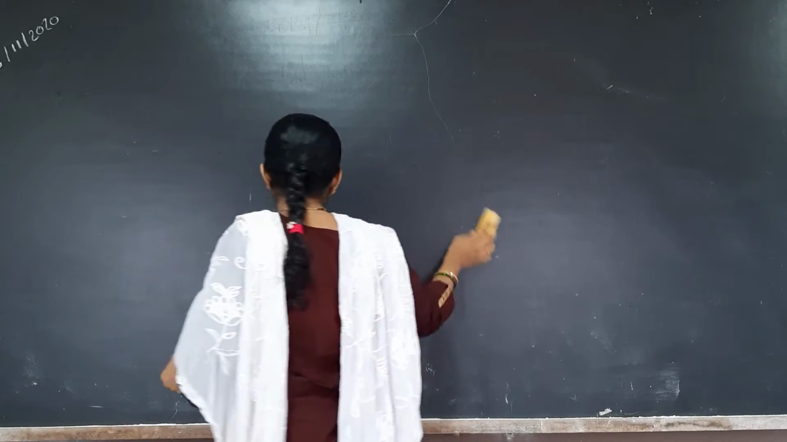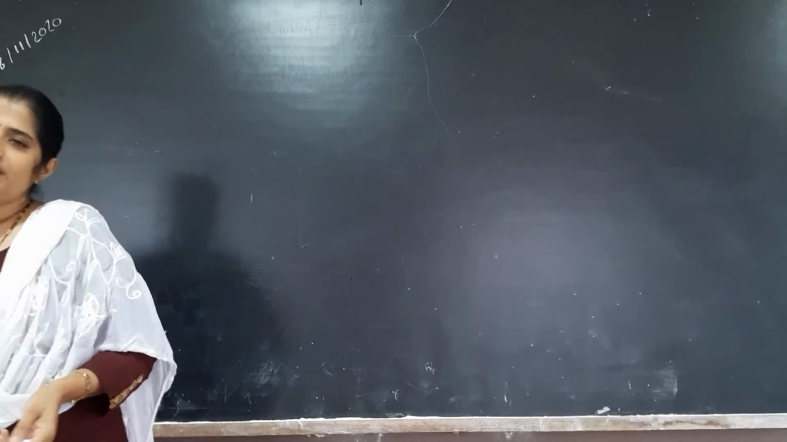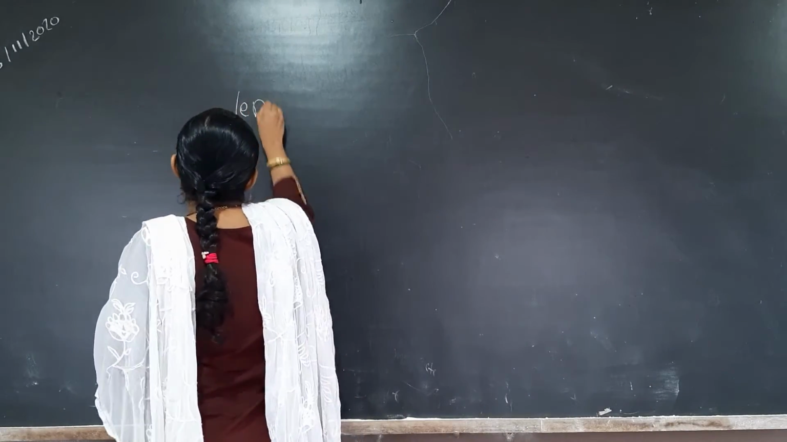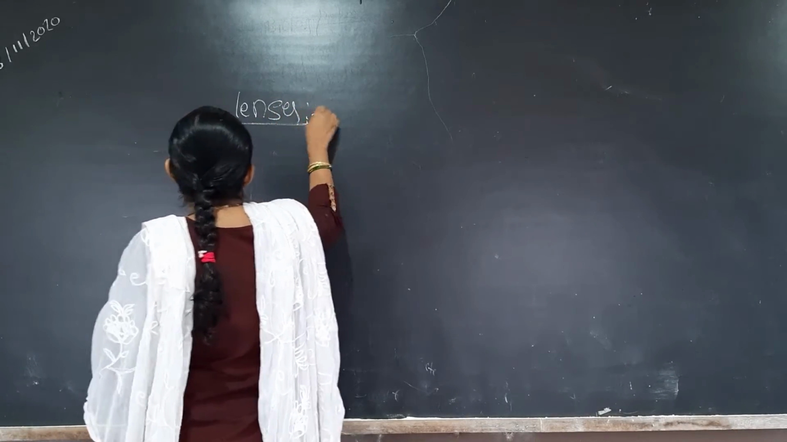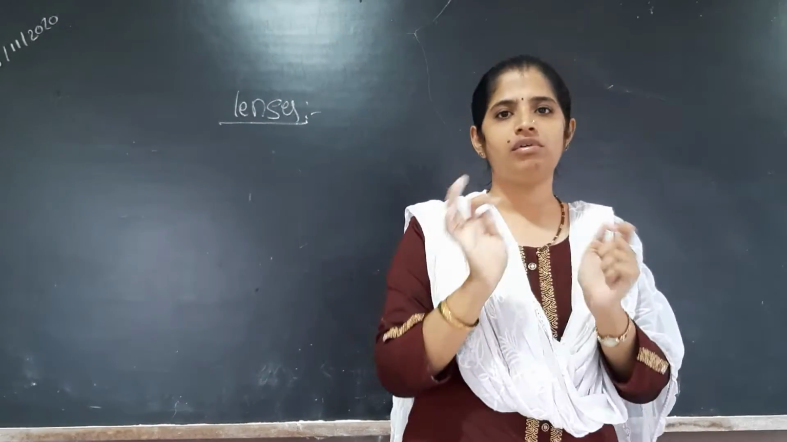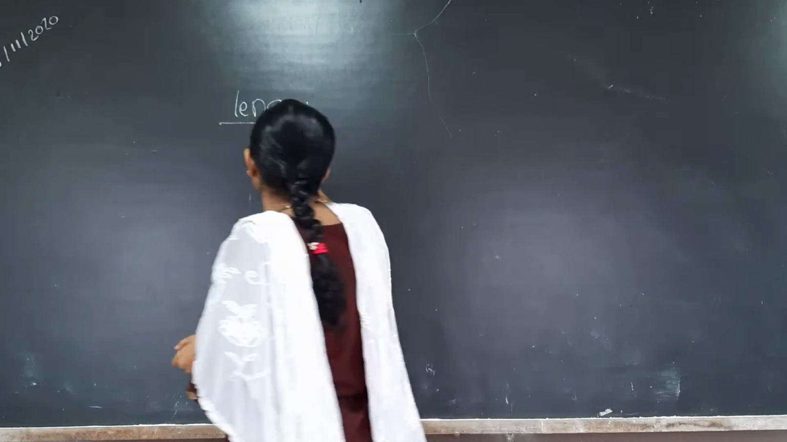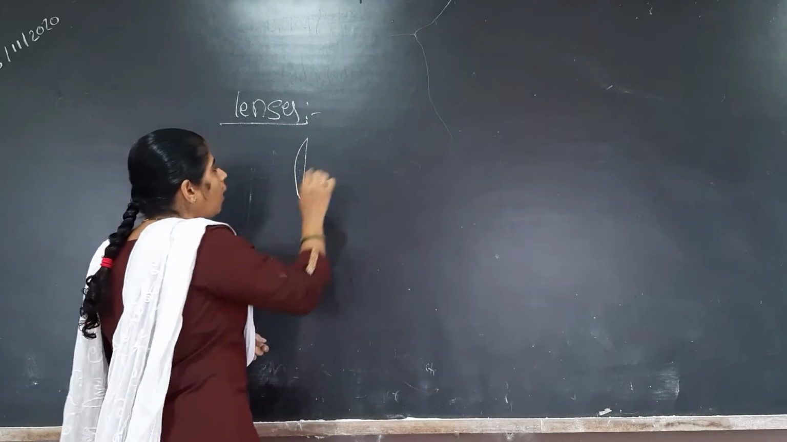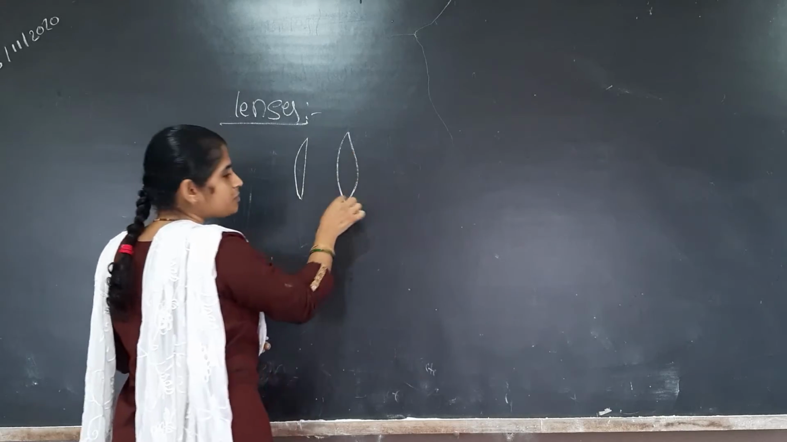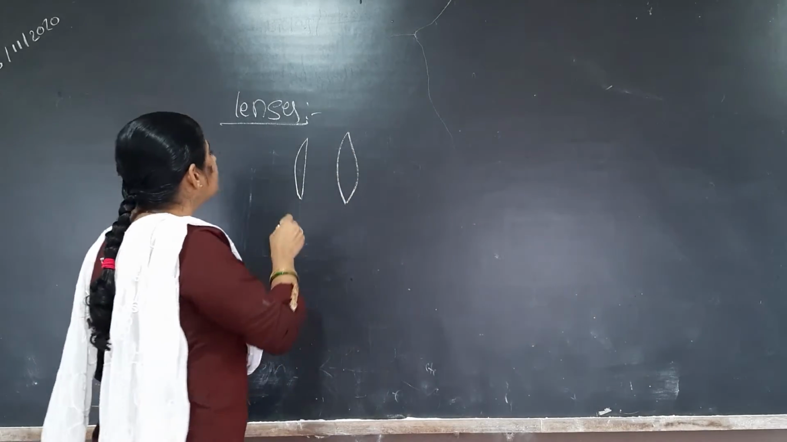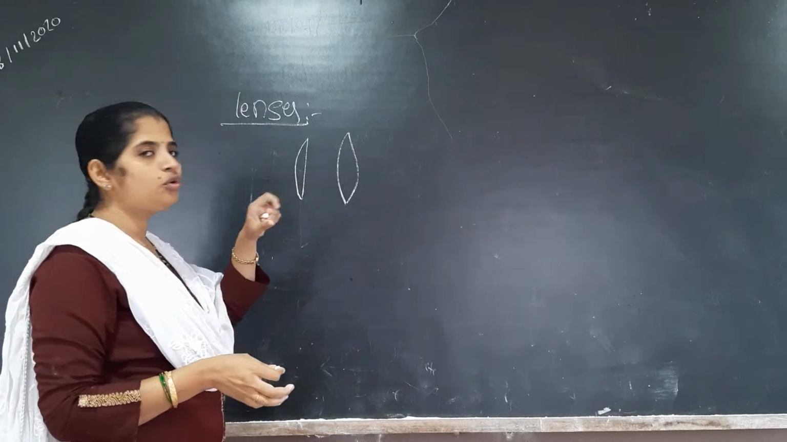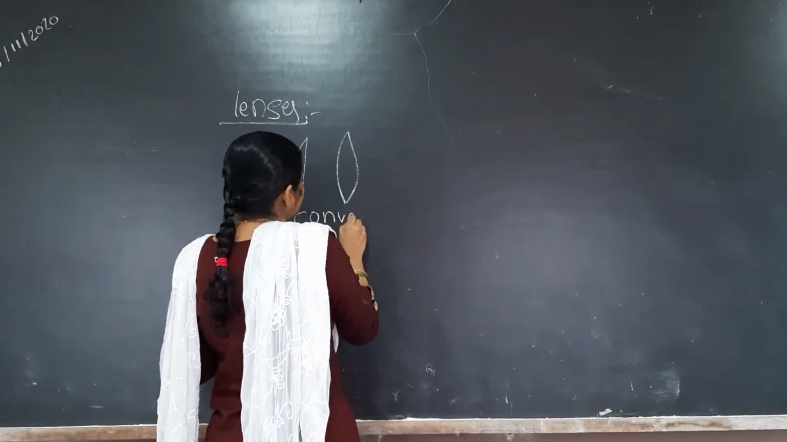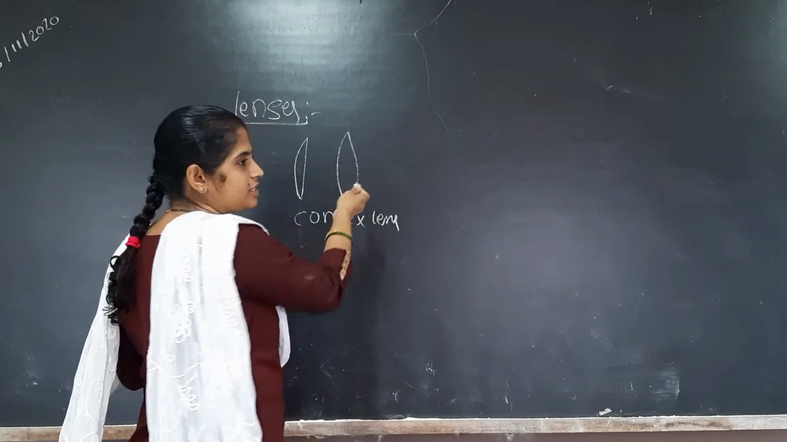Next we will see about the lenses. We already discussed them, so we will just recap something about lenses. A lens is a transparent piece having one spherical surface and one plane surface, or both may be spherical surfaces. That is called a lens. There are two types of lens: concave lens and convex lens. So this is a convex lens.